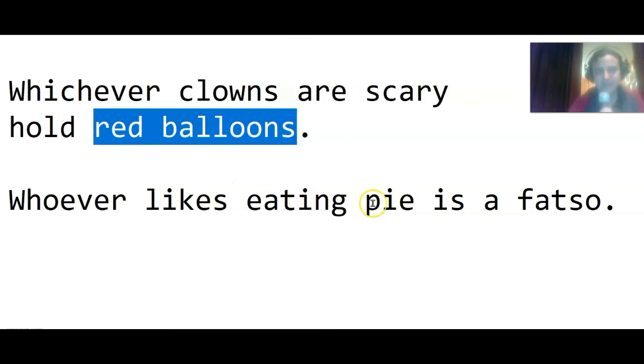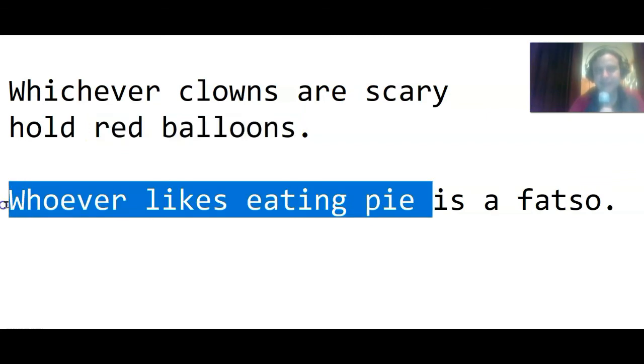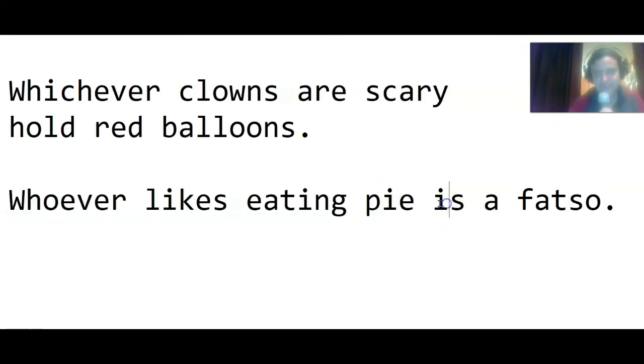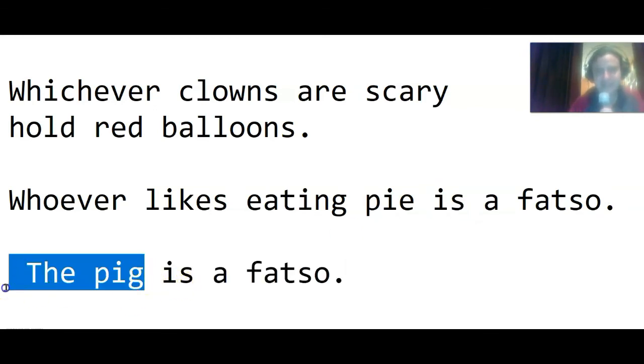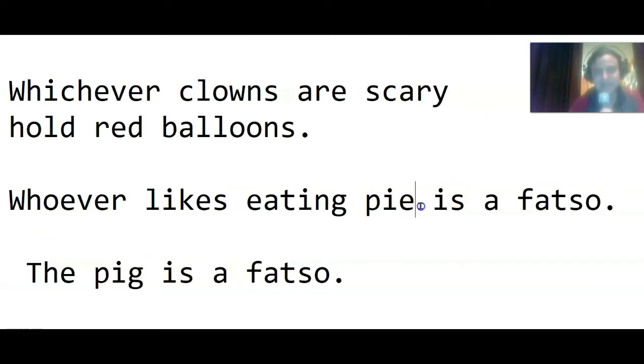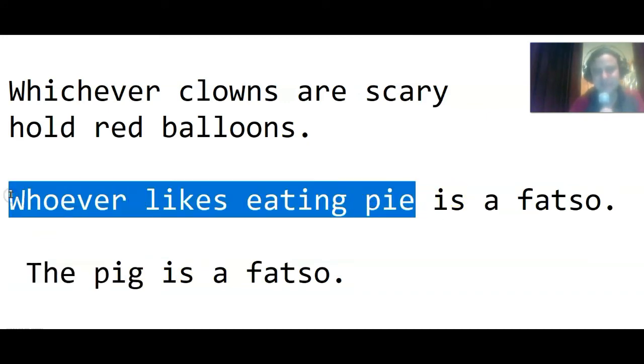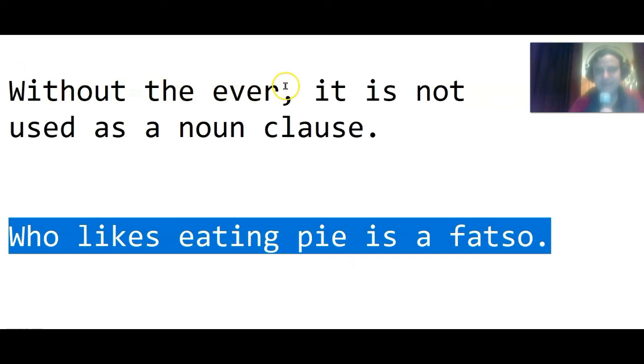Again, here we have whoever likes eating pie. That is our noun clause and subject. And we're describing that person as a fatso using the verb is. We could have this sentence, the pig is a fatso. The pig is a noun. That is a subject. Whoever likes eating pie. That is also a subject. That is called a noun clause. Noun clauses are dependent. Without the ever, it is not used as a noun clause.